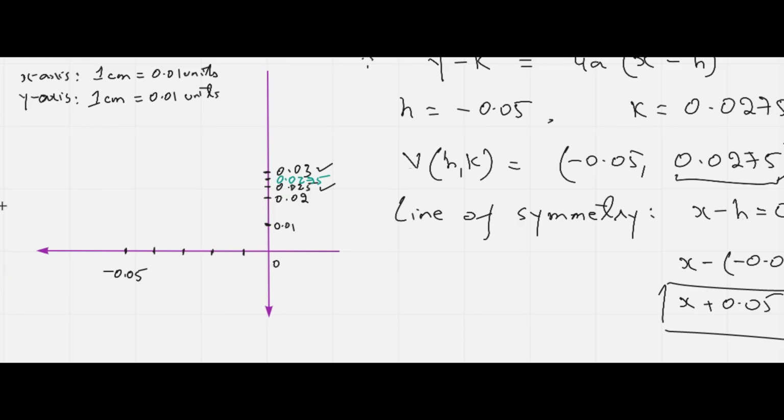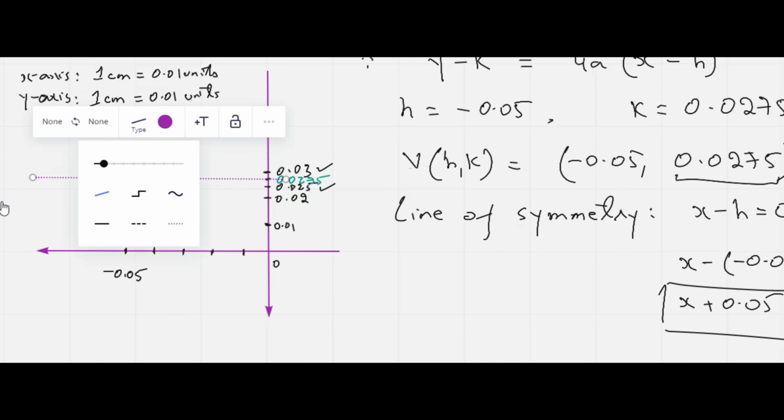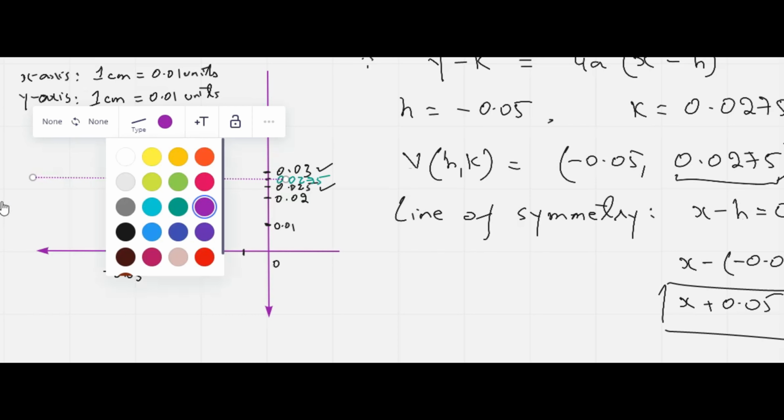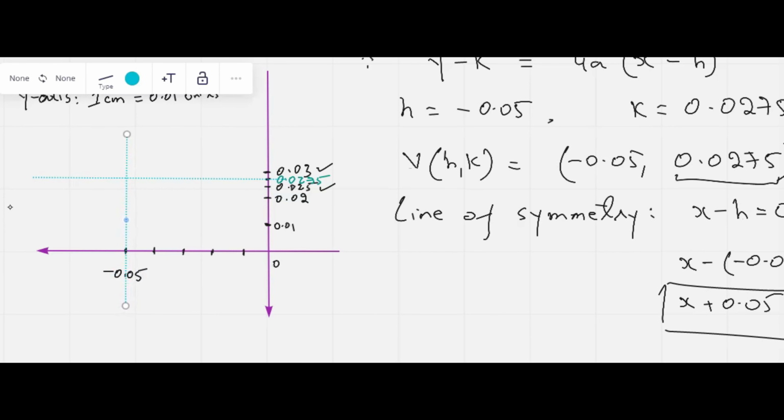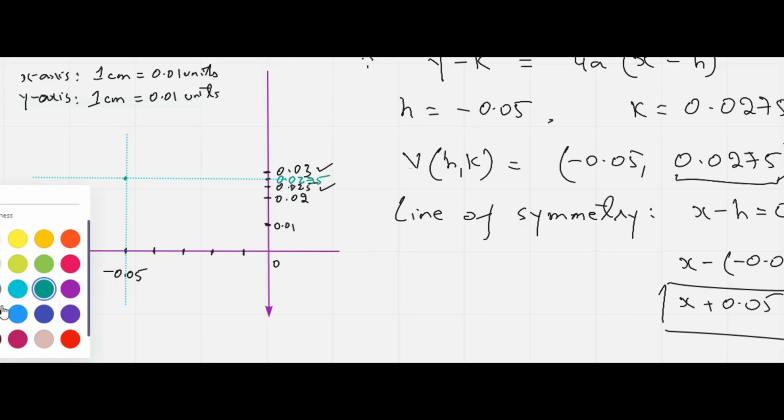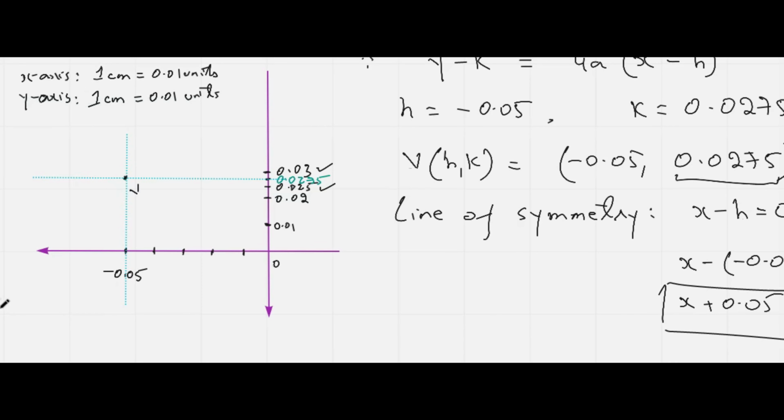I'm going to draw a line parallel to the x-axis passing through this point, and I must use a dotted line here, like this. I change the color. Exactly in the same way I'm going to draw a line parallel to the y-axis passing through negative 0.05. So you see the point of intersection of these dotted lines is giving me the exact vertex position. Got it? Highlight it. This is your vertex position.